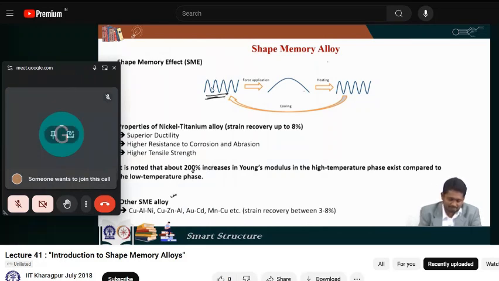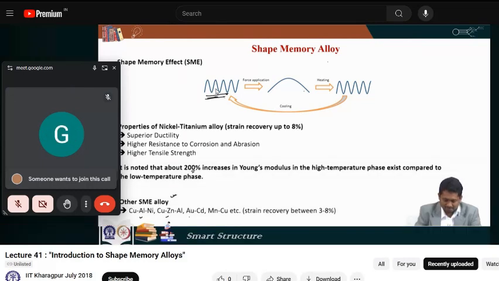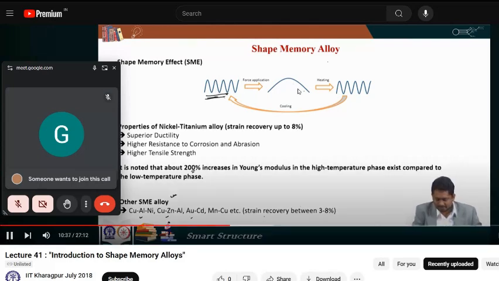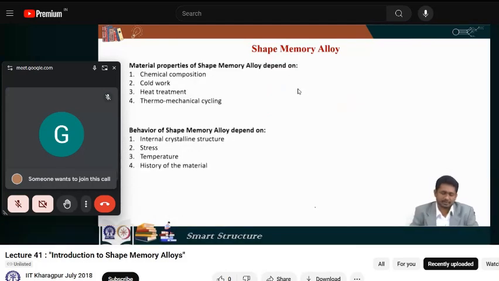Other shape memory alloy examples can be copper aluminum nickel, copper zinc aluminum, gold cadmium, and so on. And the strain recovery is between 3 to 8% depending on the alloy. The material properties depend on the chemical composition, cold work, heat treatment. These are the processes that are generally followed while manufacturing, and thermomechanical cycling.